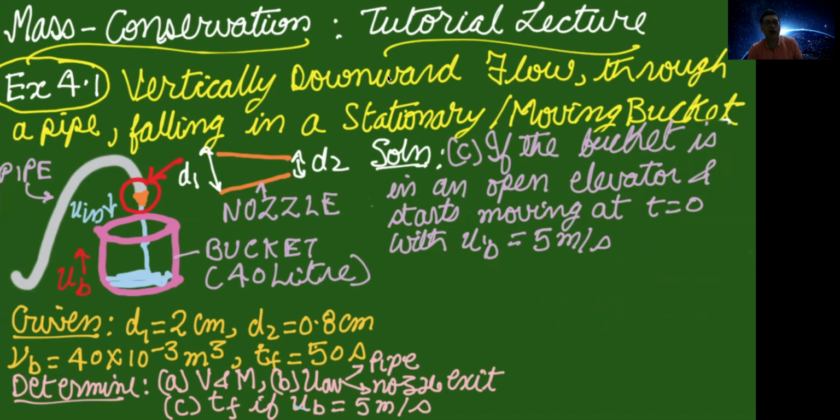So it's a moving control volume problem. For a moving control volume problem, whenever we consider the mass flow rate entering the control volume or leaving the control volume, when the control volume is moving, we have to consider the relative velocity of the fluid which is entering or leaving the control volume. This is the bucket velocity, 5 meter per second, and this is the vertically downward moving jet coming from the pipe at the nozzle exit, 15.9 meter per second.